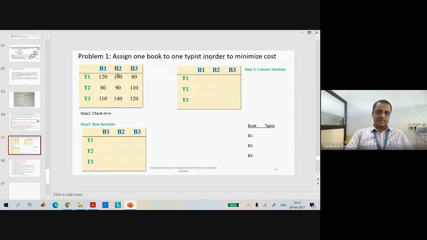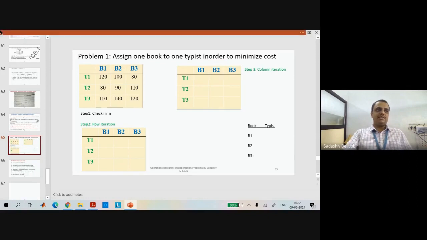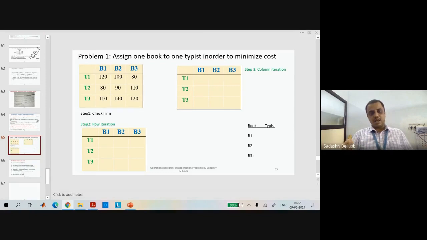So likewise, they are given the cost. These are all the Cij, the black color font numbers, that is the cost. The cost is given by the typist. For example, for B2, if you assign typist 3 to the book B2, then he will charge 140 rupees. By considering all these numbers, we need to assign one book to one person. That is our job, minimizing the cost.